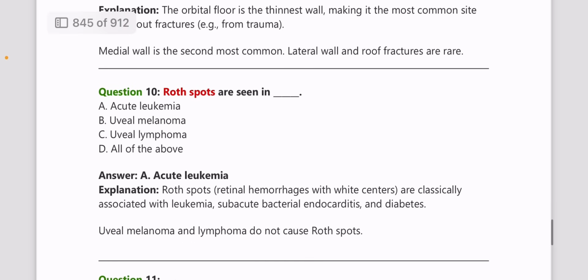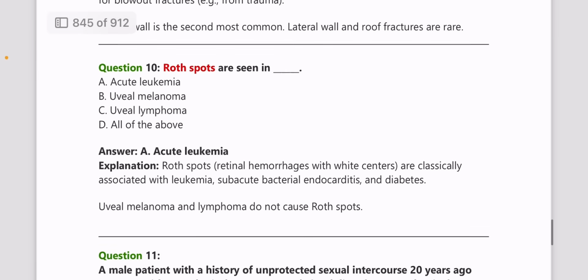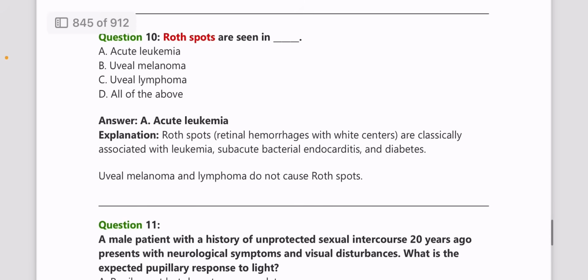Next, Roth spots are seen in. Answer is acute leukemia. It is the one most appropriate from the answer options provided here. And Roth spots are also seen in leukemia, subacute bacterial endocarditis, and diabetes. So they are retinal hemorrhages with white centers. Please look up an image of a Roth spot also, because sometimes that can come up as a potential question later on. So just see the image of a Roth spot. And uveal melanoma and lymphoma, they do not cause Roth spots.